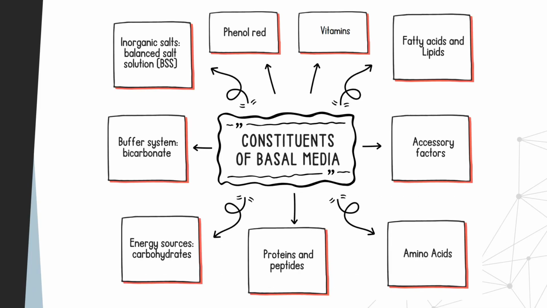There are 9 key constituents in a basal media. You have fatty acids and lipids, accessory factors, amino acids, proteins and peptides, energy sources like carbohydrates, buffer system, inorganic salts such as the balanced salt solution, phenol red, and vitamins.